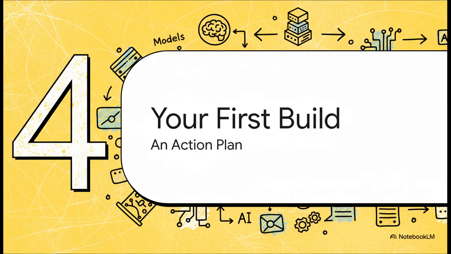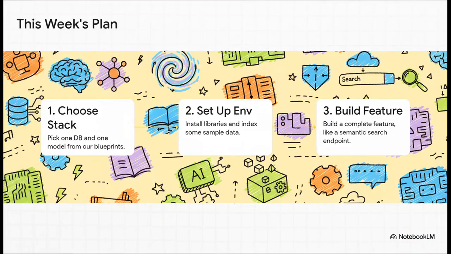Look, all this information is great, but it's pretty useless if you don't do something with it. We've gone through the tools, we've looked at the blueprints, now it's time for you to actually build. So here's a dead simple action plan you can follow this week. It really is this simple. Step 1, just pick a stack. Don't agonize over it. If you're not sure, just grab that first prototyping blueprint. Step 2, get your environment set up, install the tools, throw in some sample data. Step 3, and this is the most important one, build one complete feature. Just one, like a search bar that actually returns results. That's it. That's how you get the ball rolling.